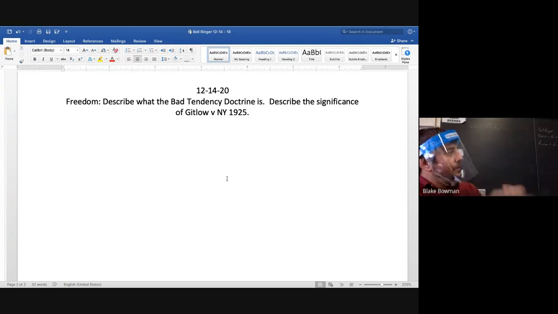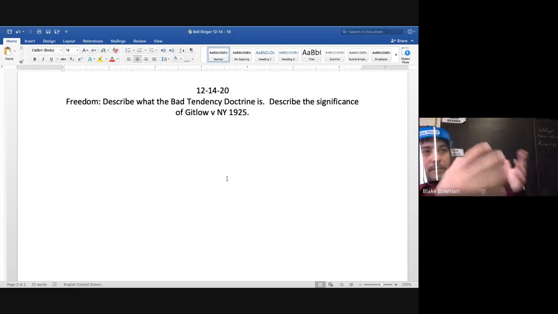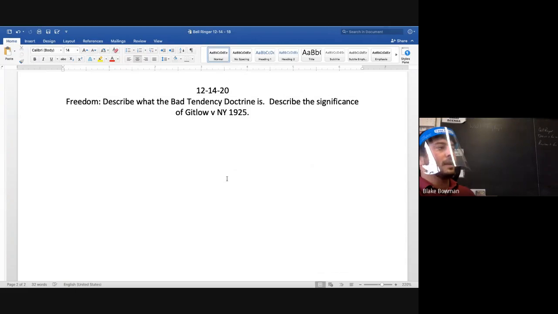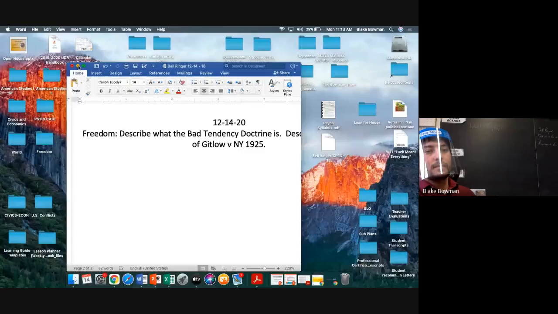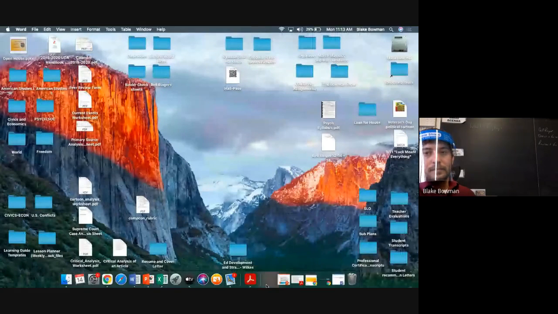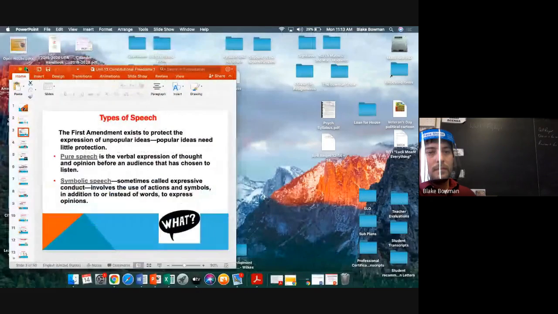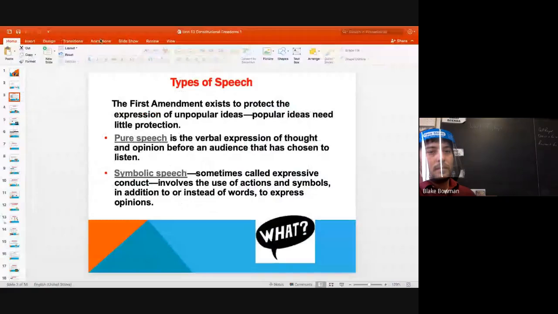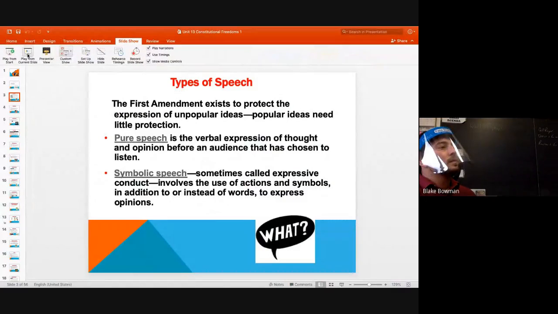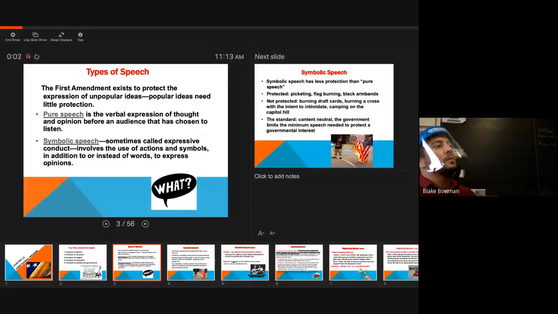All right, so last one real quick. Gitlow versus New York. What was the main argument here? What was going on here with Gitlow versus New York? What was this all about? Lydia, what do you have for Gitlow versus New York? The U.S. Constitution, First Amendment protection of speech, which the states and the federal court, so Congress can't abolish the freedom of speech and stuff like that.